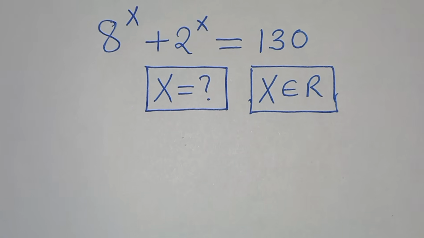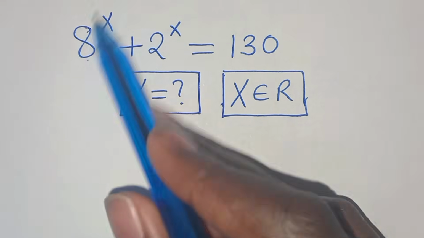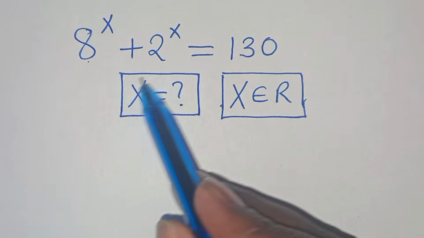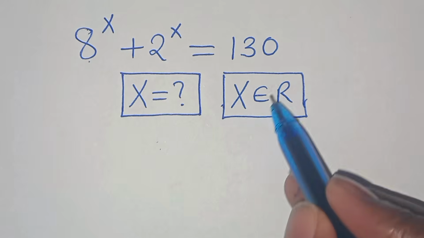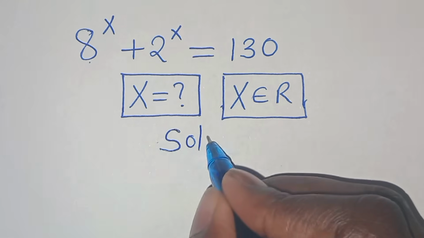Hello everyone, you're welcome to solve this nice exponential equation, which is 8 to the power of x plus 2 to the power of x. This is equal to 130. So what is the value of x, given that x is a member of real numbers? Now let's provide a solution from here.